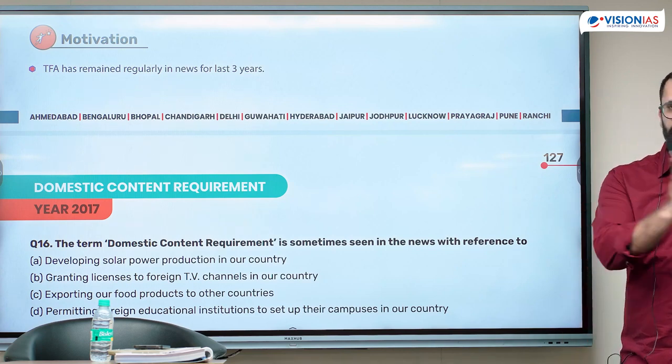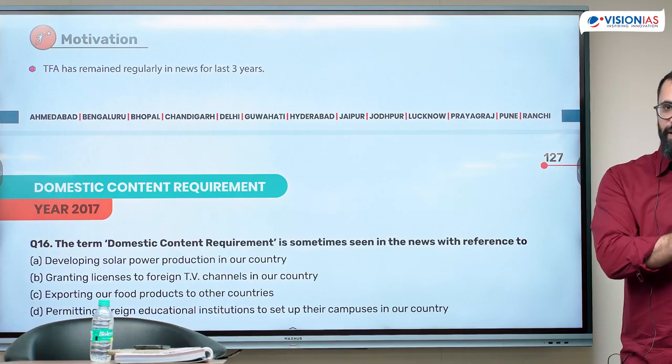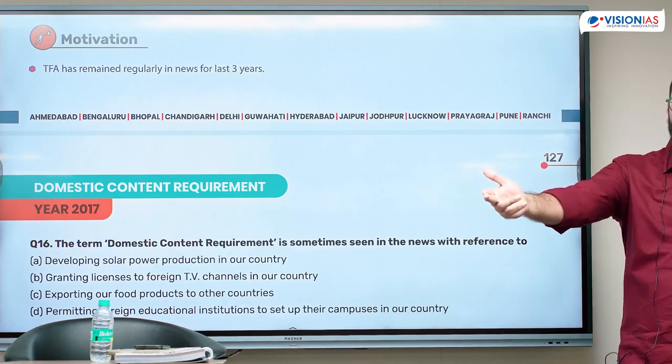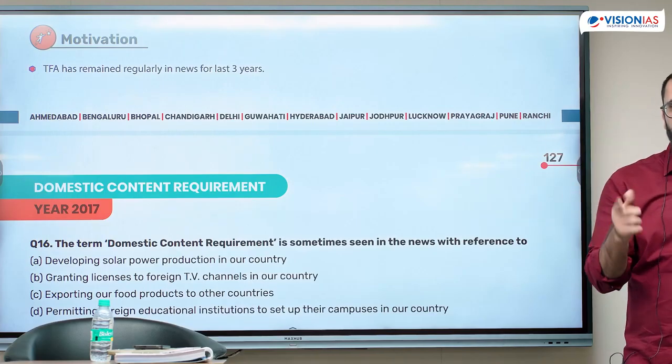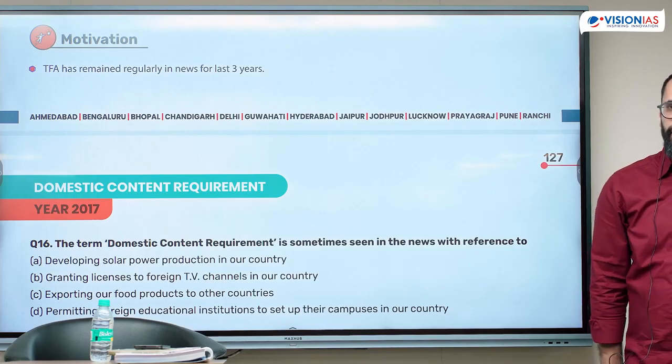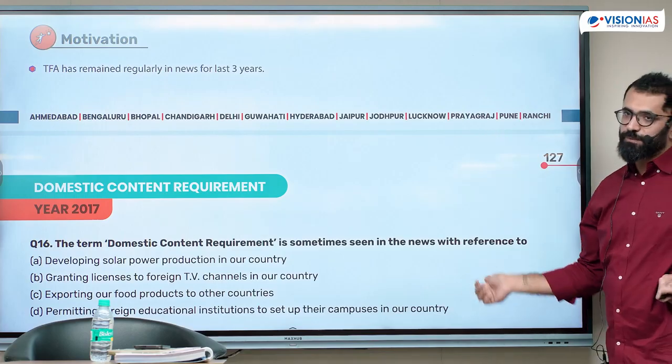This is why WTO is dysfunctional because nobody wants to give space. This is why RTAs are being signed. Every country is now working on regional trade and they're not working on multilateral trade. WTO is losing relevance because nobody wants to agree.